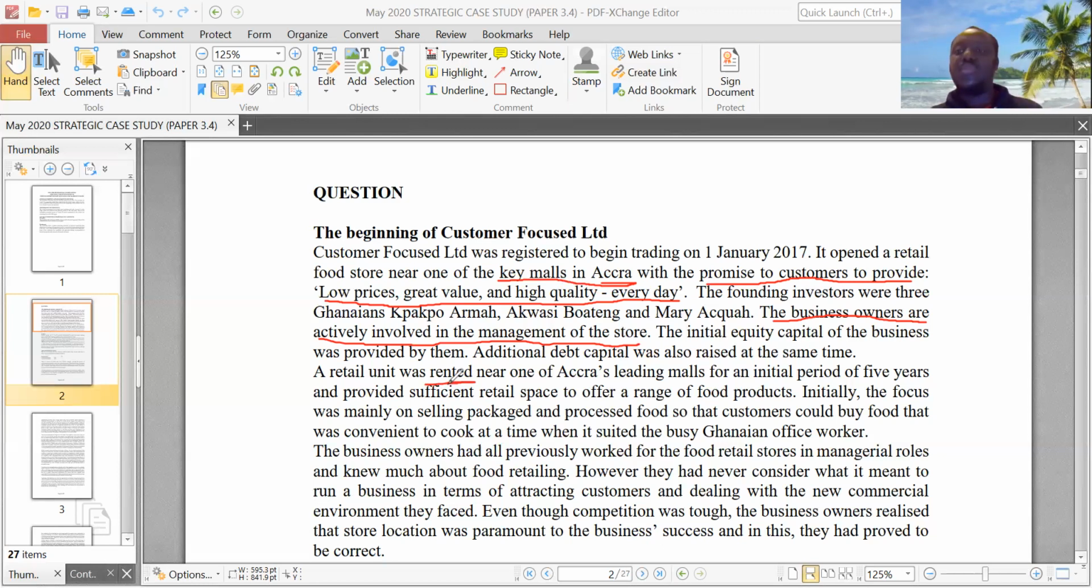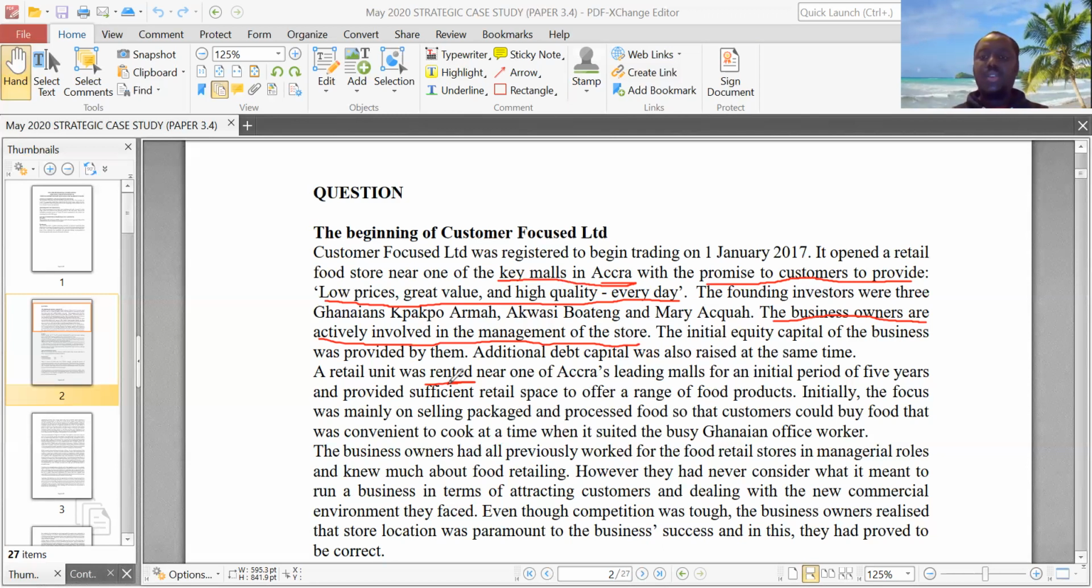So that's what you need to know. Very, very important. They are renting. So this is going to have an impact on their P&L. And it's for an initial period of 5 years. That's quite a long time, right? And so these rental fees are going to impact their financial statements for at least an initial period of 5 years. But the benefit here is that it offers sufficient retail space for a wide variety of food products.